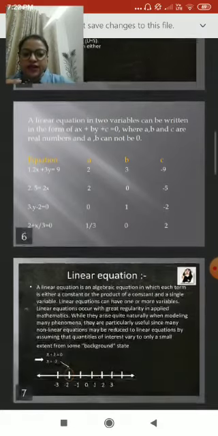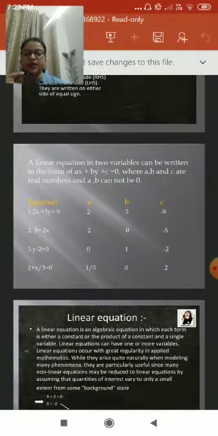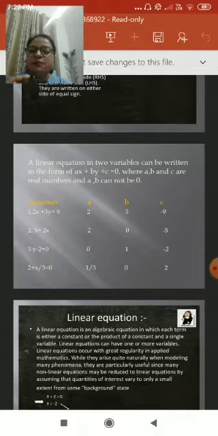Now when you move to the next slide, you can understand better how we find the values a, b and c from a given equation. If I ask you to find the values of a, b and c, they are simply the values associated with x, y and the constant. As you know, the simple equation is ax plus by plus c. A linear equation in two variables can be written in the form ax plus by plus c is equal to 0, where a, b and c are real numbers and a, b cannot be 0.